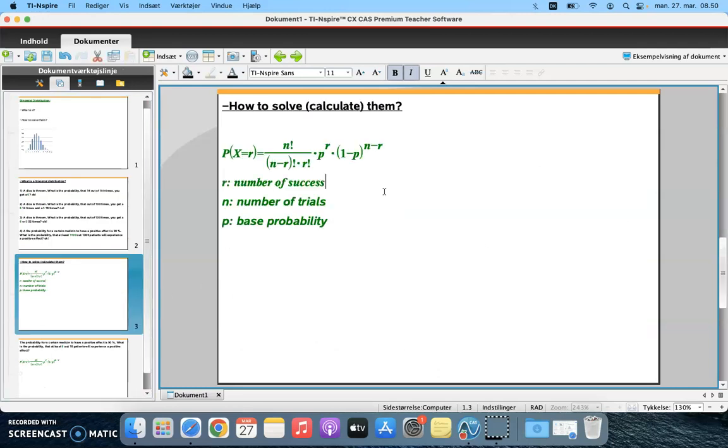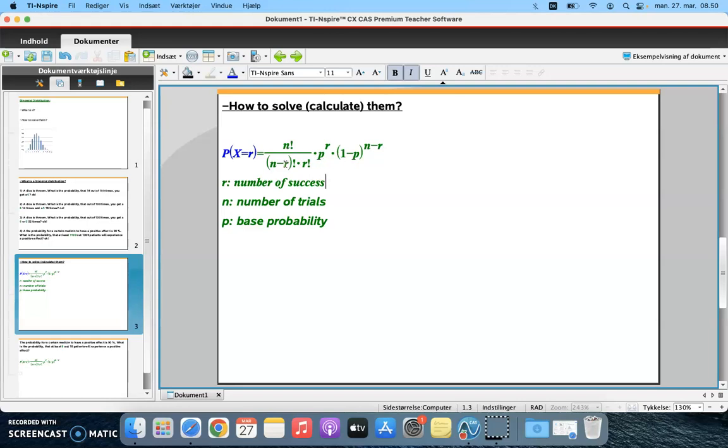So moving on. How to solve or calculate the probabilities in a binomial distribution. This here is our formula. You have capital P of x equals r. This here is the probability of getting a certain amount of successes. This is equal to what stands here. Now, we need to know what n, r, and p are, because if we can identify them, then we can easily just replace the letters with the numbers, and then we can calculate the probability.